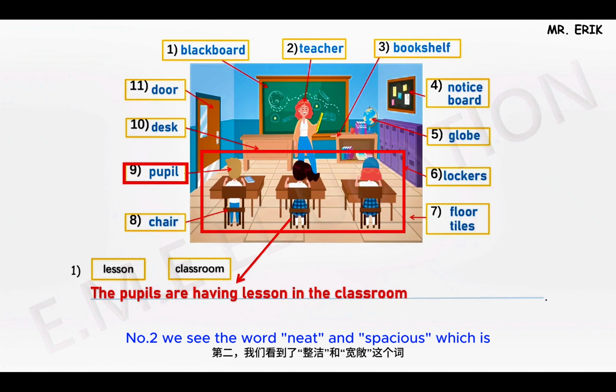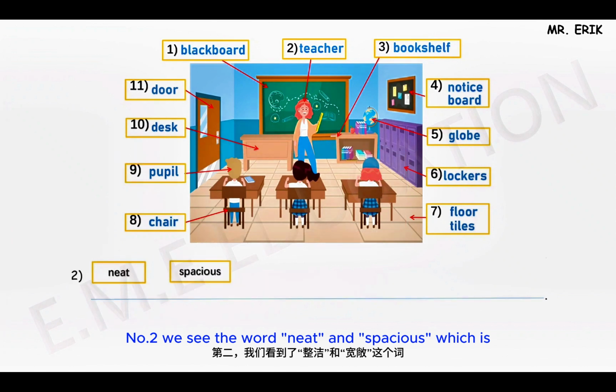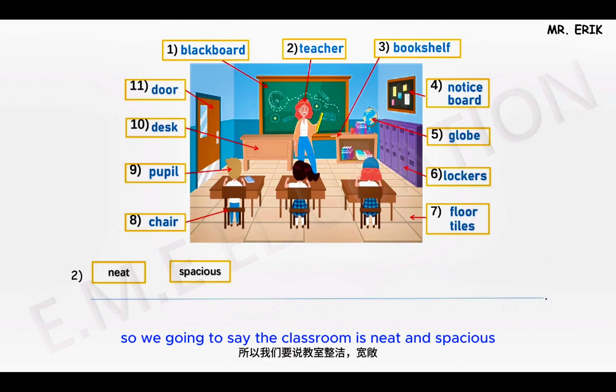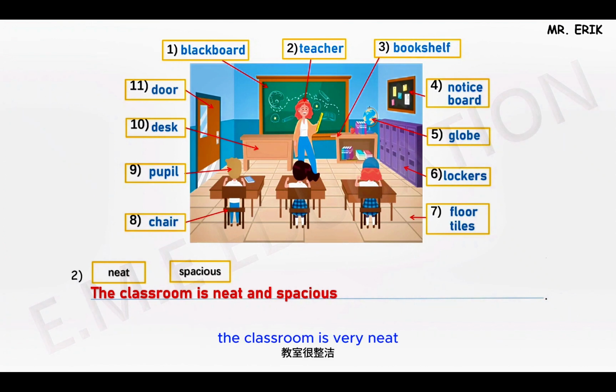Number 2, we see the word neat and spacious, which is not very messy, neat. And spacious means very big. The classroom is very big. So we're going to say the classroom is neat and spacious. The classroom is very neat, not messy, and very big, spacious.